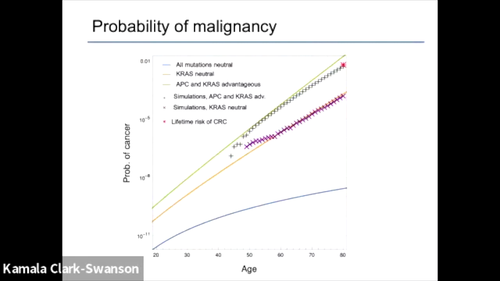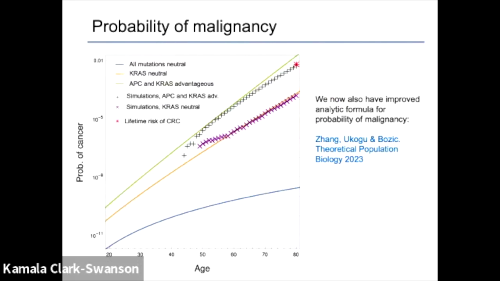And when it comes to comparing simulations and analytic results, we see that they start to deviate for the full model at higher ages. And so now we have also worked out a more complicated and precise formula for the probability of malignancy that is fully stochastic in a recently published paper with 2 PhD students, Ruibo Zhang and Obina Okogu. So if you like math, you should check it out.